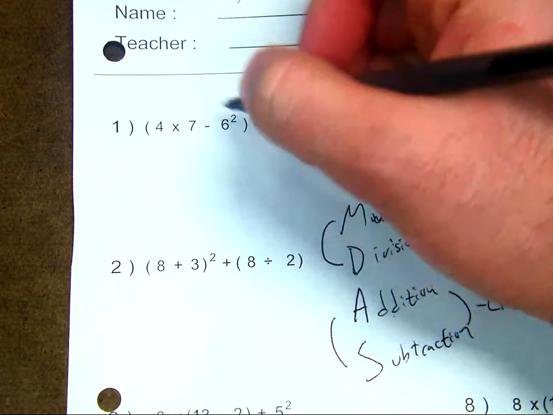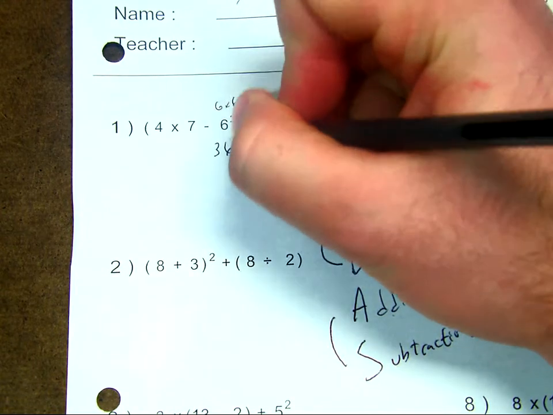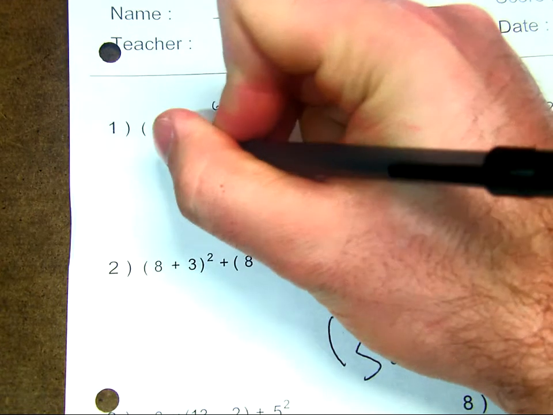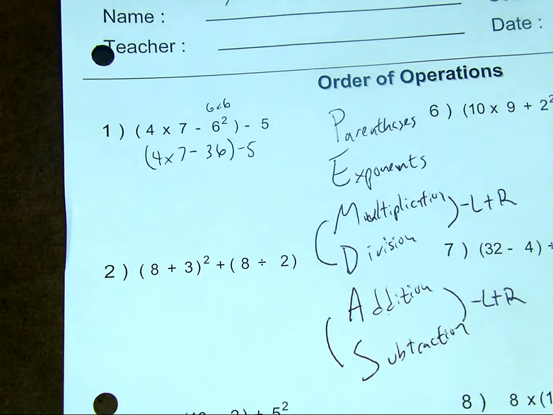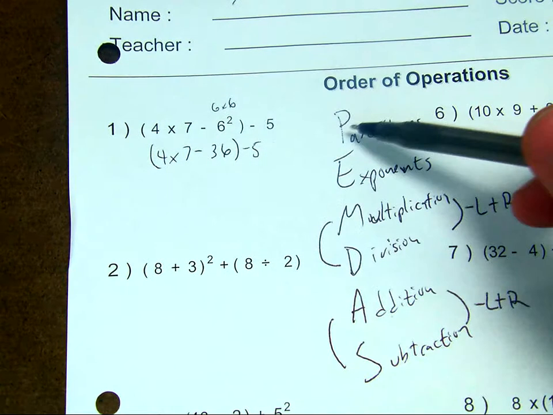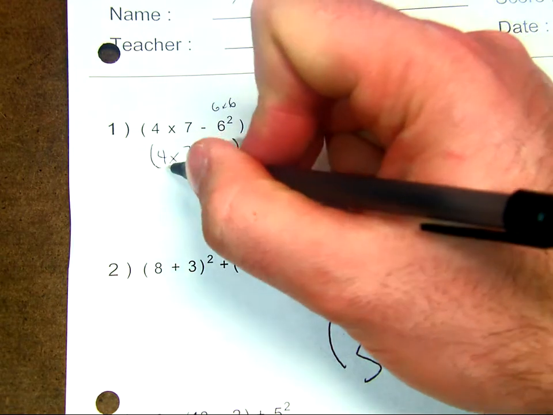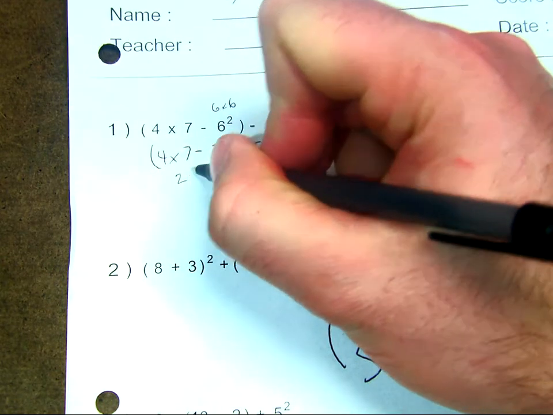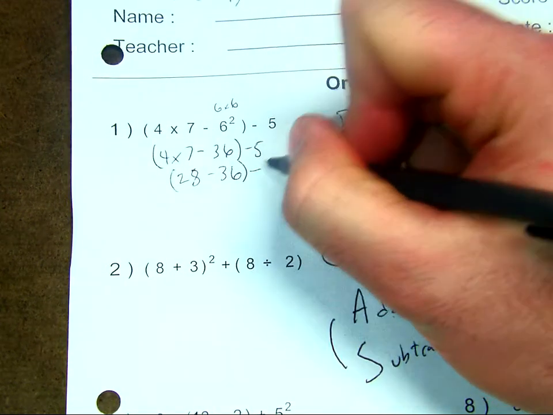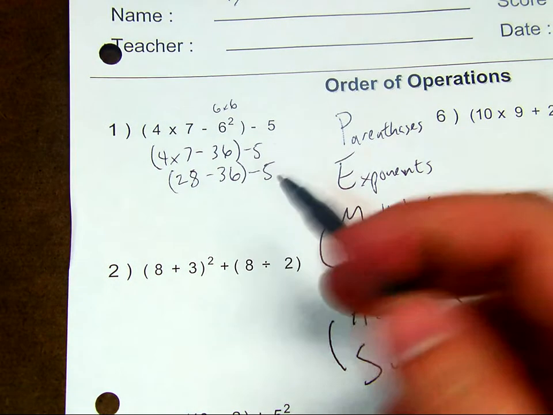This 6 to the second power becomes 36, because 6 times 6 is 36. We didn't change anything else. We're doing one thing at a time. Now, the next thing in our parentheses is multiplication. P-E-M-D, multiplication comes first. 4 times 7 will become 28. I didn't touch anything else in my problem. I still have to finish my parentheses off.